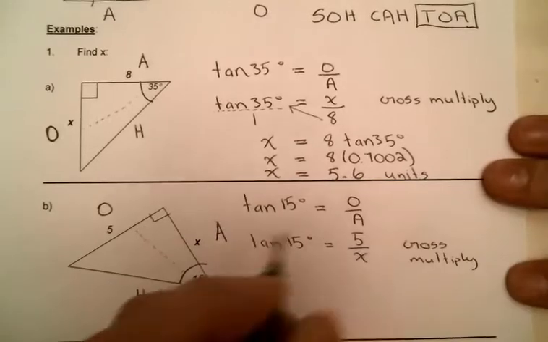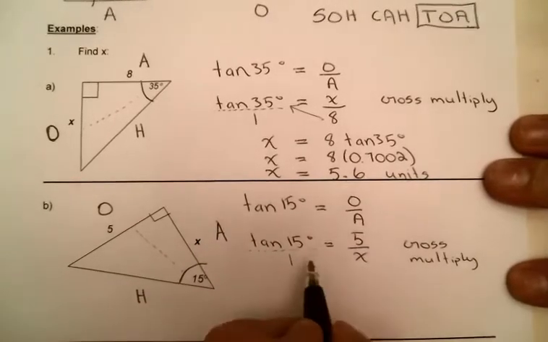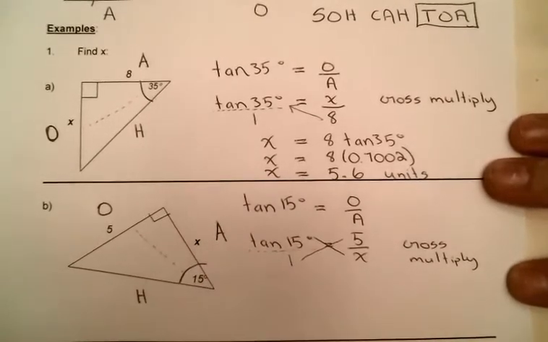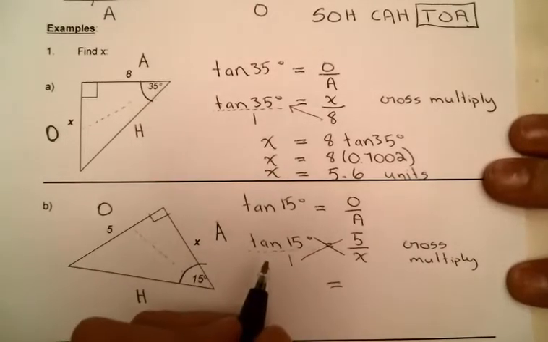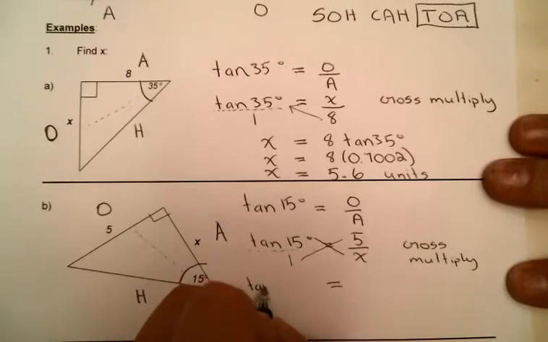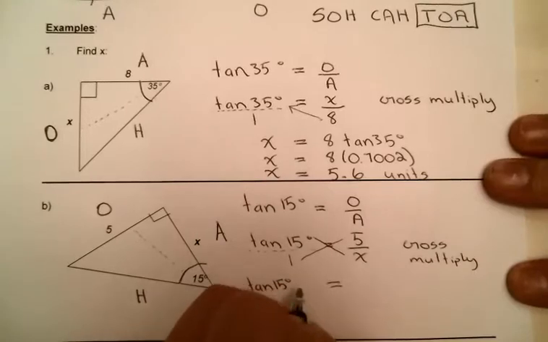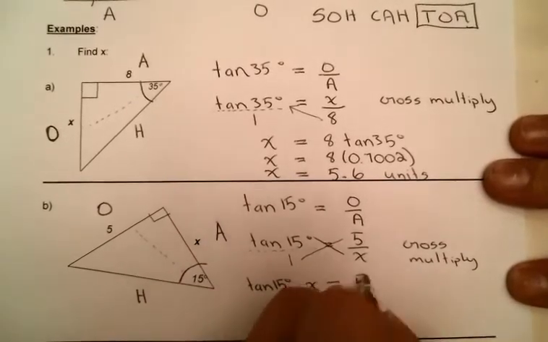And it would look like this. So sort of like there's a 1 here. And you go 1 times 5, and tan of 15 times x. So this is how you show it. So tan 15 times x, we'll say a dot for times x, and 1 times 5 will go here.